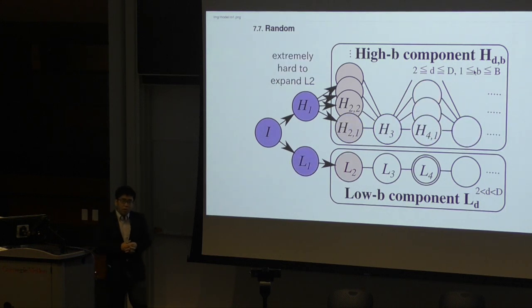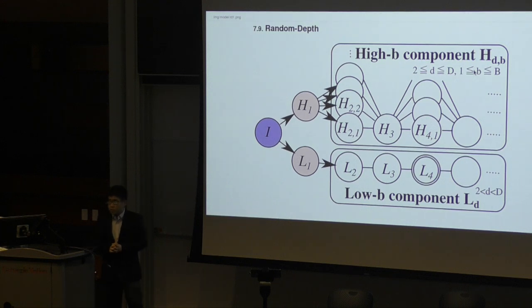Well, what happens if we use just the randomness? It doesn't solve the problem because, well, we may expand both H1 and L1, but there are a huge number of nodes in the high branch, which means the chance of expanding L2 is very low. And if we managed to expand L2 due to the random selection, luckily, there are still a large number of nodes in the open list that are not in the low branch. So it takes another very slim chance of expanding L3.